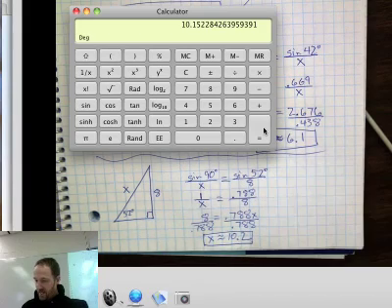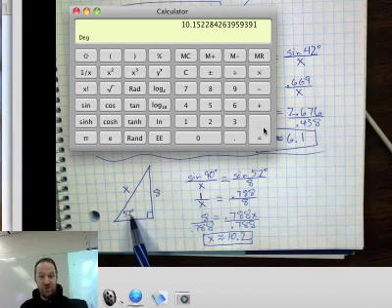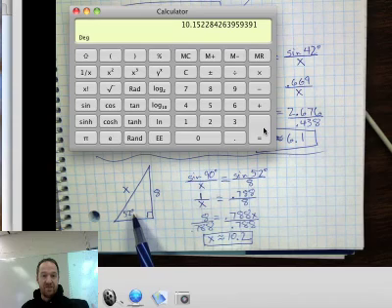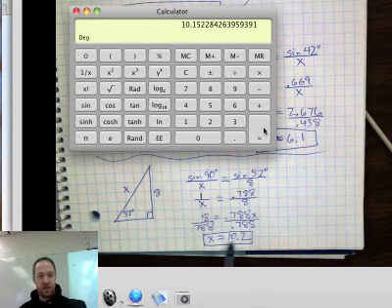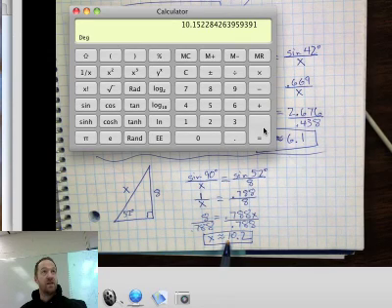There we go. And if you used regular old sine, sine of 52 equals 8 over x, like we have been in the past for right triangles, you will get the exact same answer.